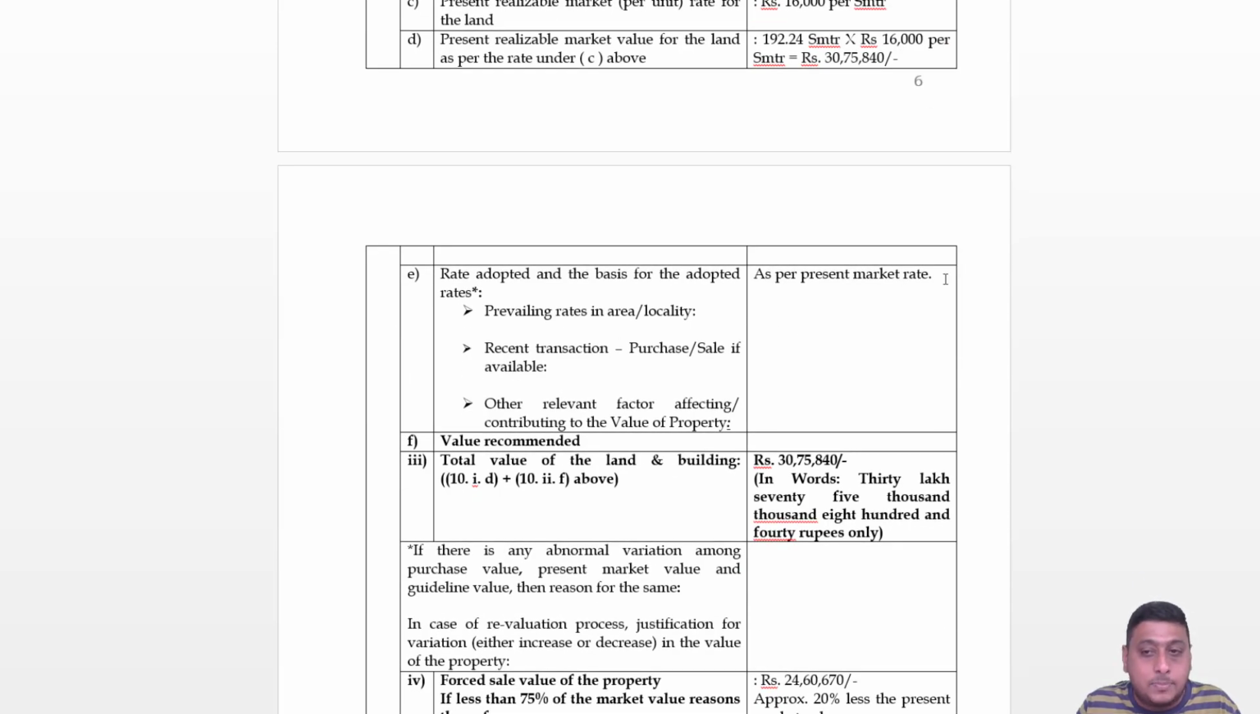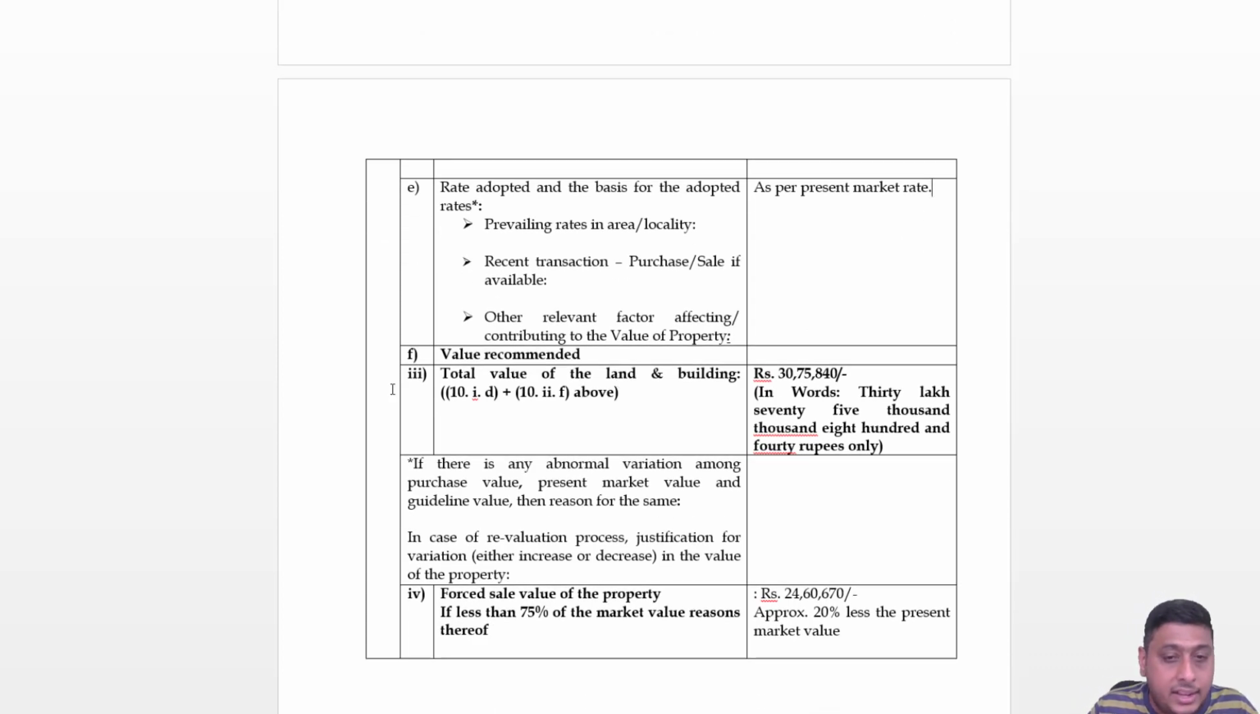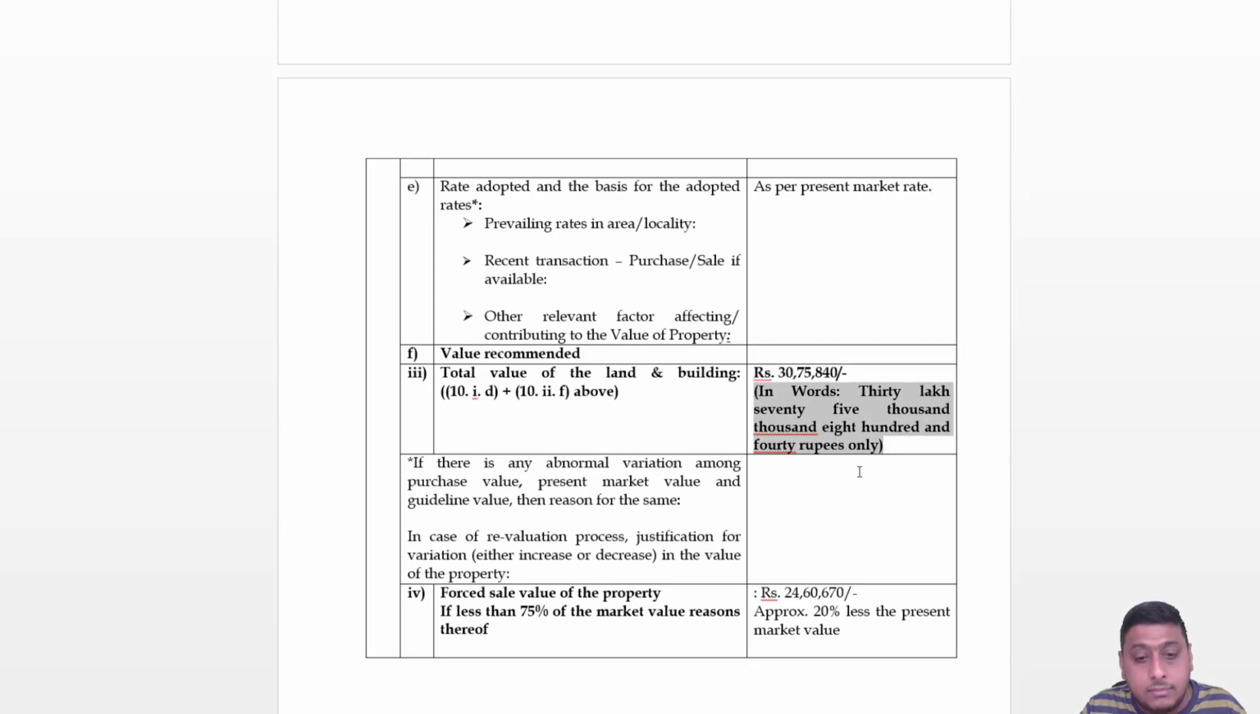So how have I taken the present market rate? We have done a lot of inquiries surrounding what exactly the rate is running in the present layout. They told us it is anywhere between 16,000 to 20,000 rupees. Therefore, we have taken the least of that particular range. The total value of land and building, we have to add those two. Only land is there, so I have taken the land. In words, this is very, very important. We have to mention it in words.